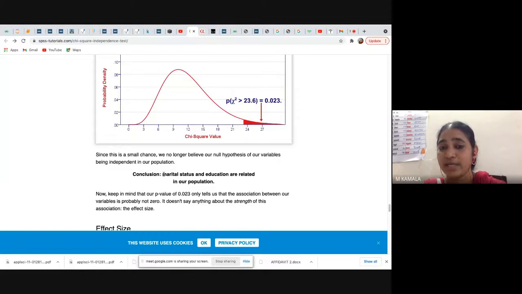But that we cannot guarantee that for the total population. For that purpose we started that hypothesis to be as that they are independent to each other.